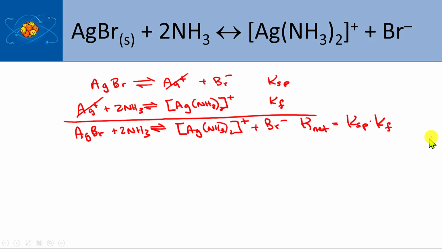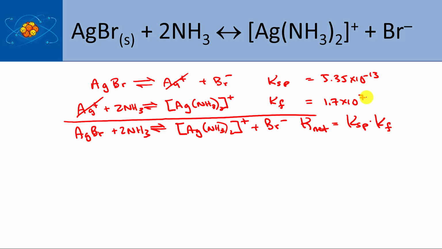When I looked these up, KSP was 5.35 times 10 to the minus 13. And KF was 1.7 times 10 to the 7. And I didn't check to see if it stayed the same in this edition of the book or not, but those are the values when I looked up and made this slide, actually.